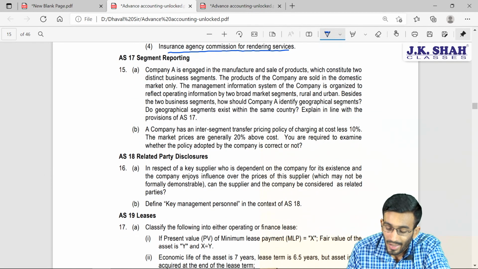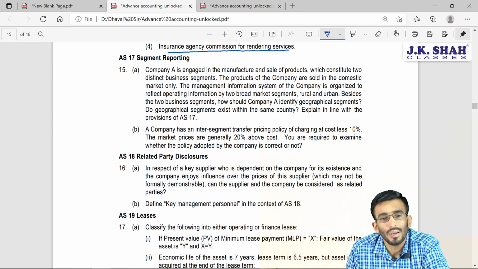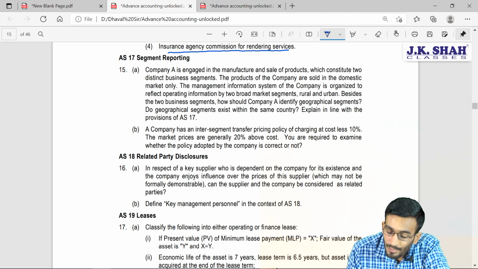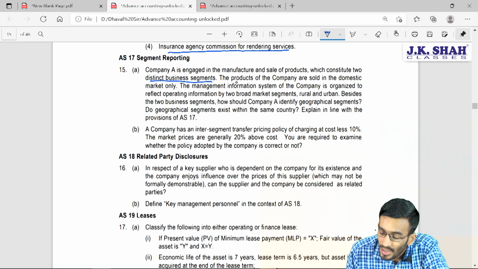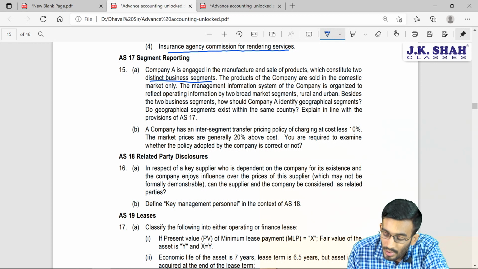Next, an AS 17 related question, that is segment reporting. Question number 15, A and B. 15A. Company A is engaged in the manufacture and sale of products which constitute two distinct business segments. Products of the company are sold in the domestic market only. The management information system, that is MIS, of the company is organized to reflect operating information by two broad market segments, rural and urban. Besides the two business segments, how should company A identify geographical segments?